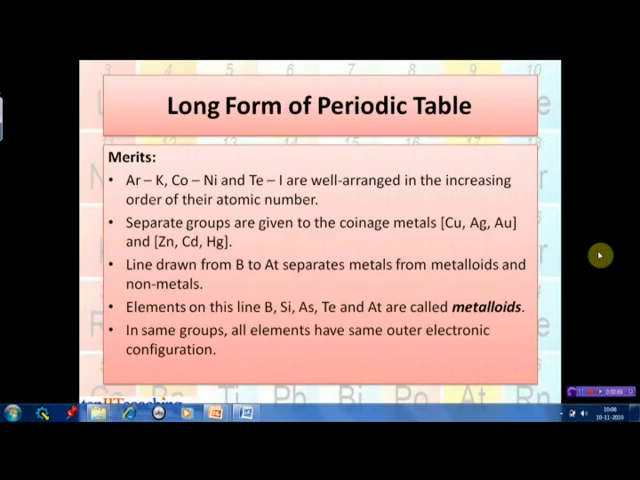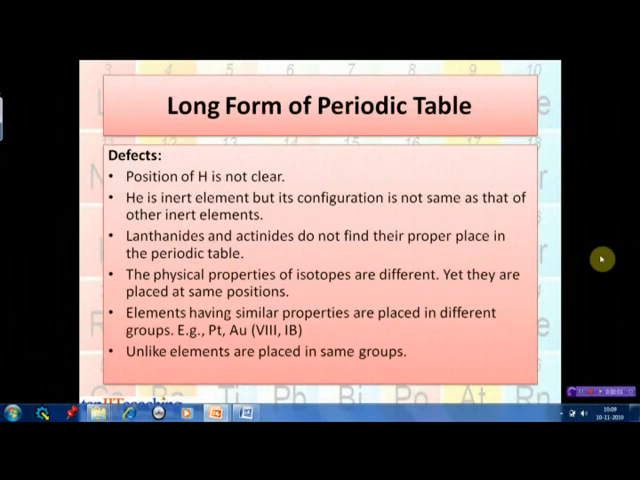But in the long form, separate groups were given to such elements. For example, coinage metals, copper, silver, gold were placed separately from zinc, cadmium, and mercury, which showed similarity in properties. Then the diagonal drawn from boron to astatine in the p block separates metals from metalloids and non-metals. The elements which fall right on the diagonal, that is boron, silicon, arsenic, tellurium, and astatine, are called metalloids. Then in a single group, all the elements are going to have the same outer general electronic configuration.